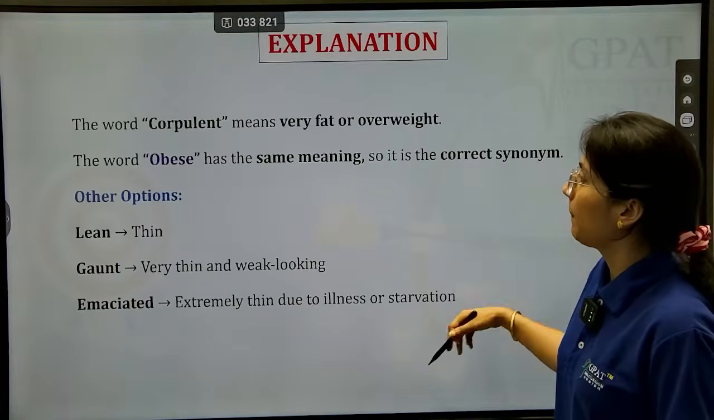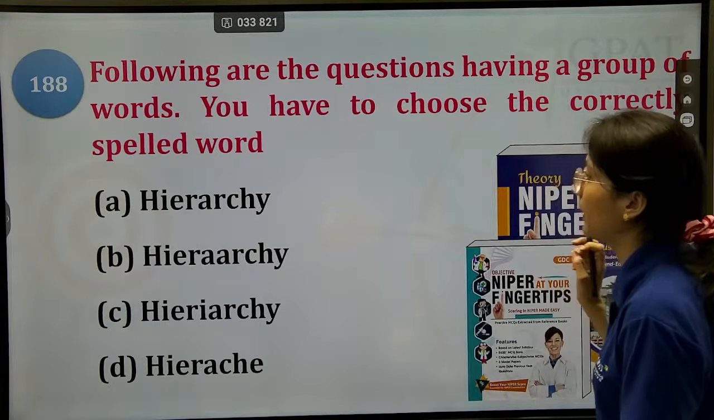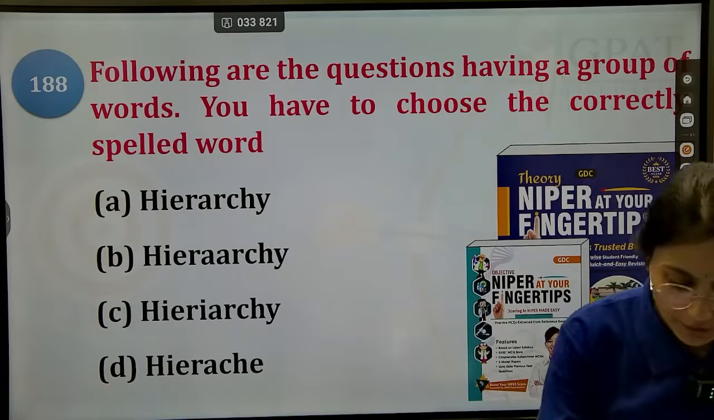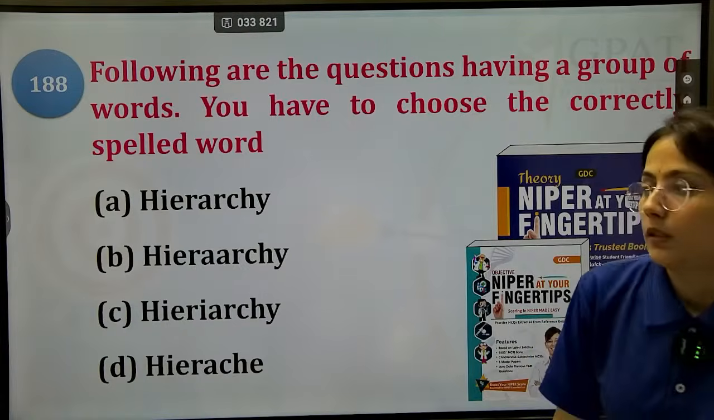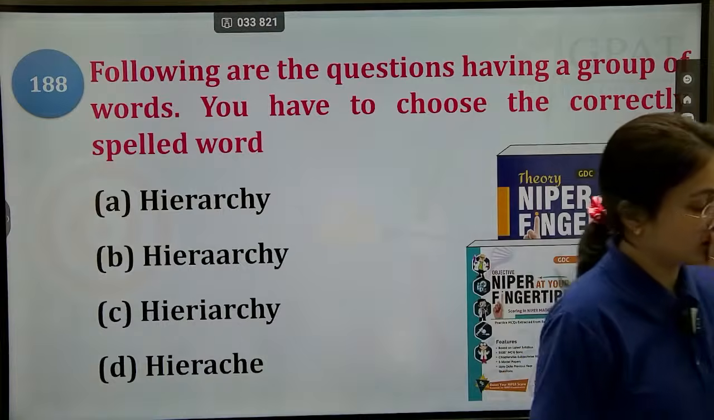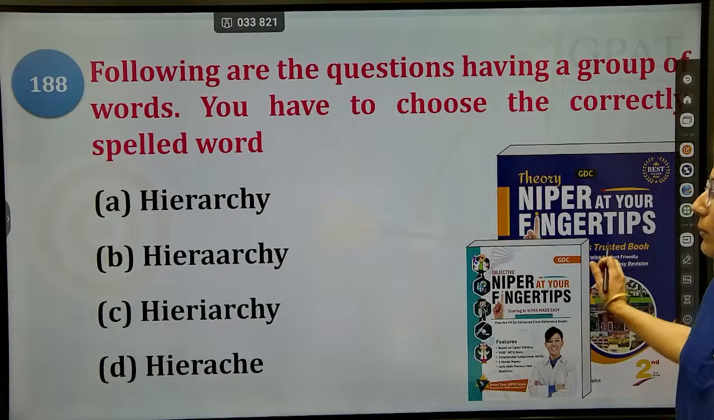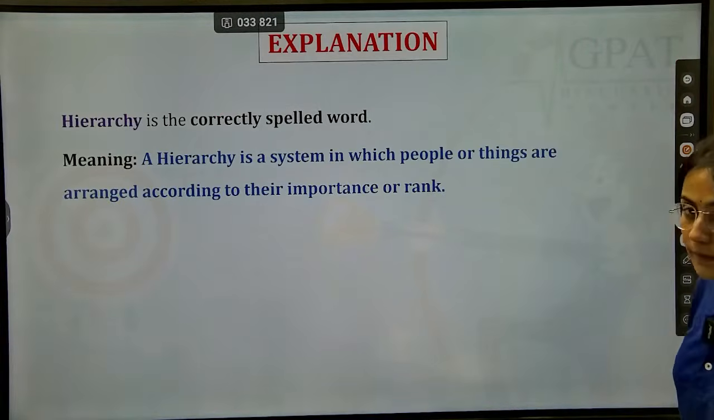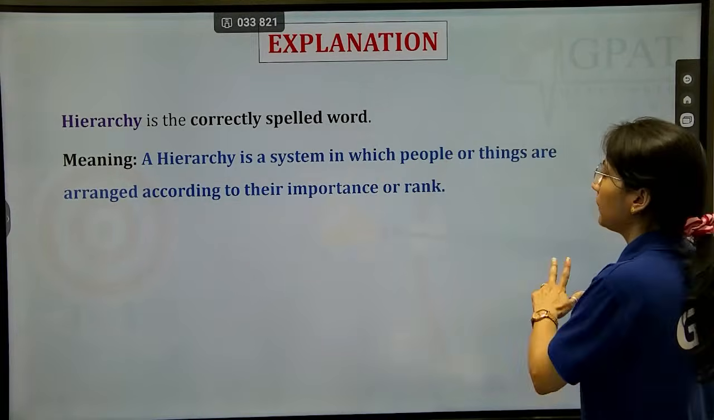Now the next question has a group of words, and you have to choose the correct spelling. Hierarchy, what is the correct spelling for hierarchy? Which spelling is correct from the given spellings? HIERARCHY, option number A is correct. Hierarchy is a system in which people or things are arranged according to their importance or rank.